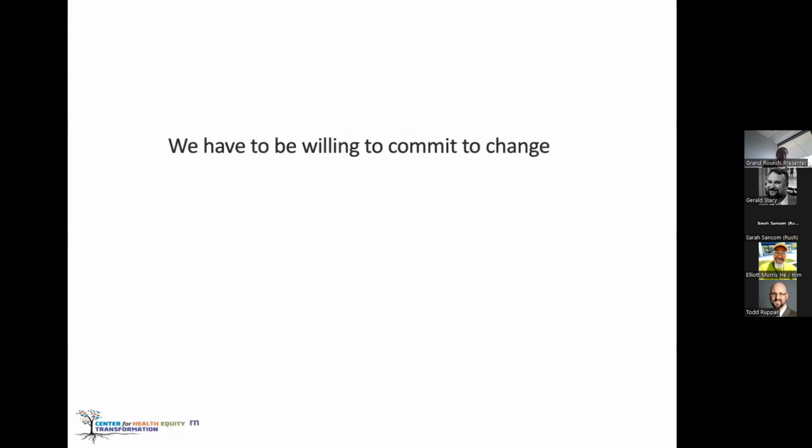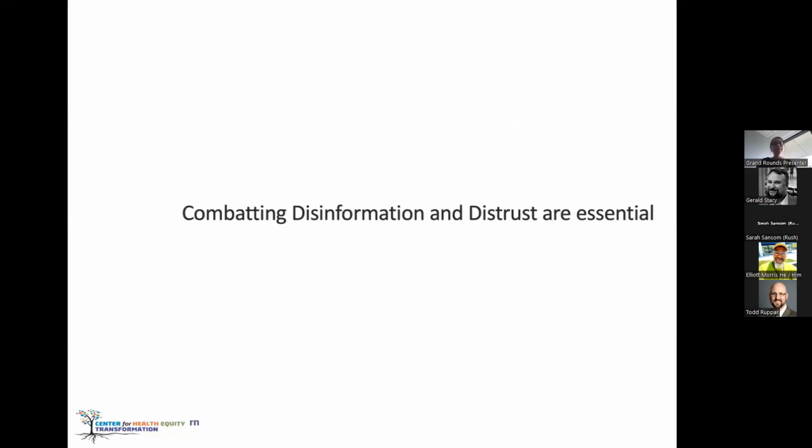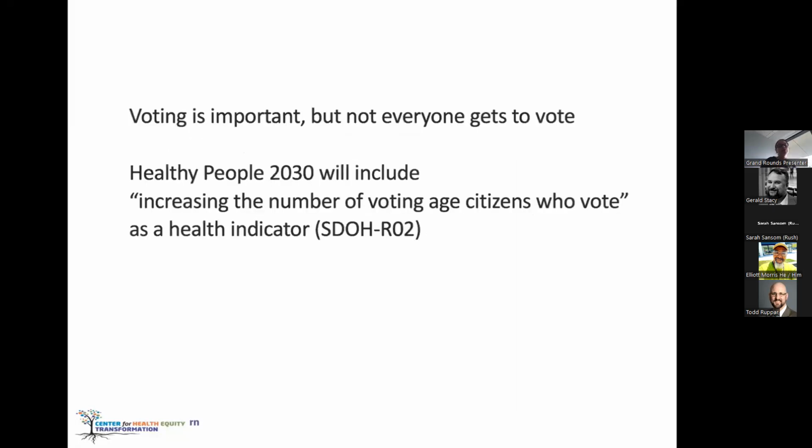Like I said, those policies, we have to be willing to commit to change. We have to combat disinformation and distrust. And voting is important. And not everybody gets to vote. So Healthy People 2030, I don't know if you all know, it's going to include increasing the number of voting age citizens who actually vote as a health indicator. So stay tuned and watch out for that.